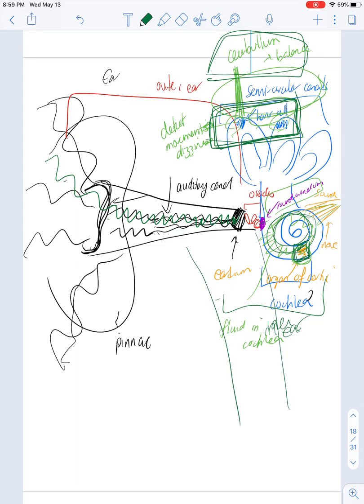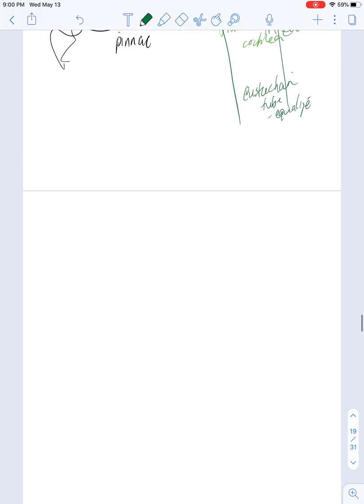Okay, one last thing, there's actually a tube here called the Eustachian tube. This Eustachian tube is used to equalize pressure, and it is connected to your nose. And so when you're on a plane and you feel your ears plug, you try to yawn to pop your ears, because the air rushes from your nose to your Eustachian tube to try to equalize pressure.